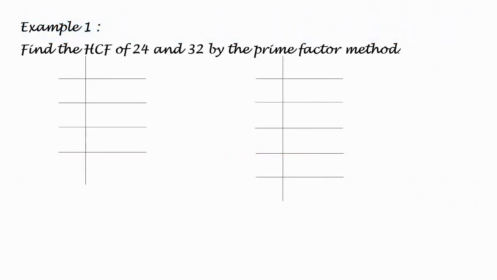Students, let us solve example number 1. We have the question: find the HCF of 24 and 32 by the prime factor method. Now students, in Module 1, we have learned how to find the HCF in vertical arrangement as well as in horizontal arrangement. In the same way, we will be finding the HCF of 24 and 32. So first we begin with 24.